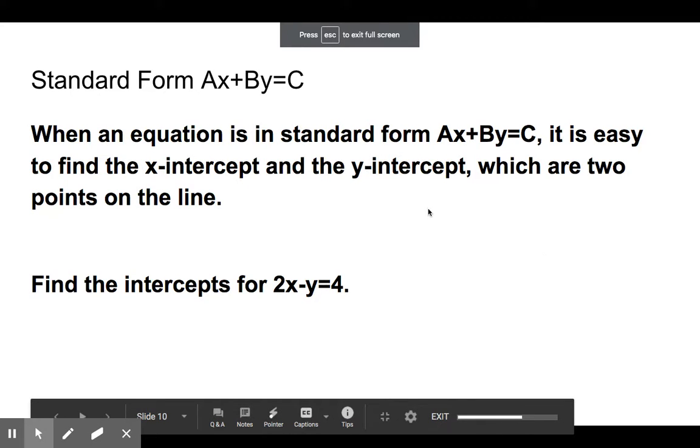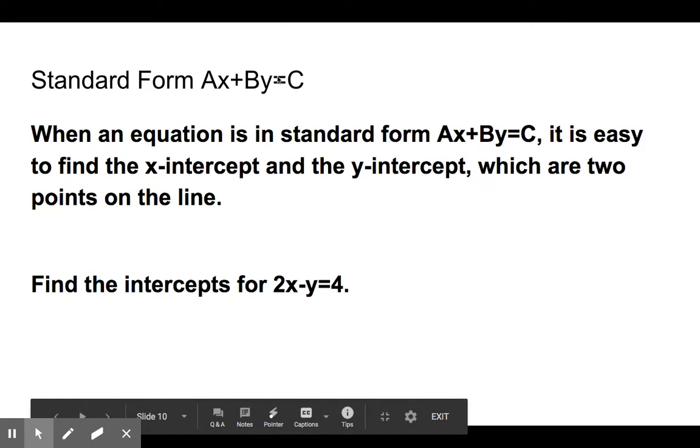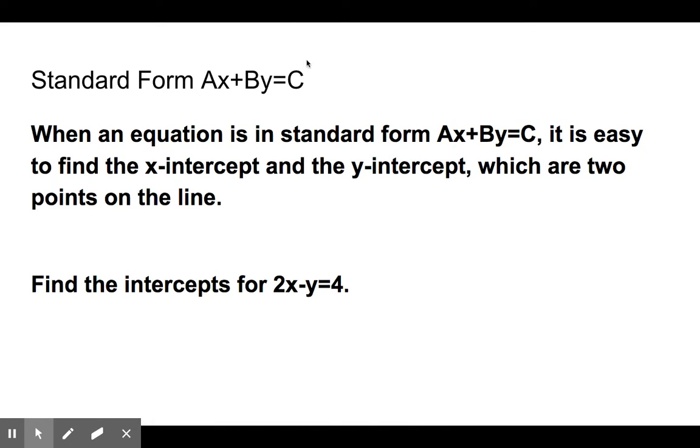All right, so now we're going to learn how to use standard form and what we can do with it. This is standard form of a linear equation. When an equation is in standard form, which looks like this, ax plus by equals c, it's easy to find the x-intercept and the y-intercept, which are 2 points on the line, and therefore when we find those 2 points, we can graph it pretty easily.